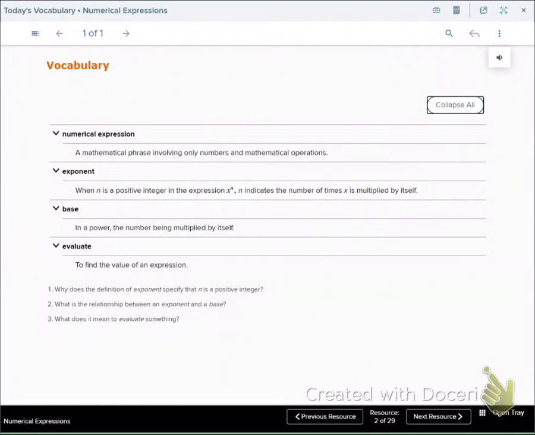So another question to ask yourself, what is the relationship between the exponent and the base? I kind of just clarified that. The exponent is the whole thing. It's the x raised to the n. The base is the big part of it. It's the big number that's being multiplied by itself.